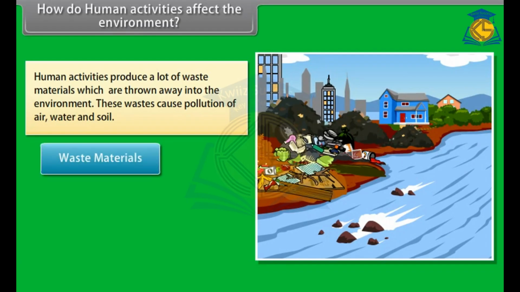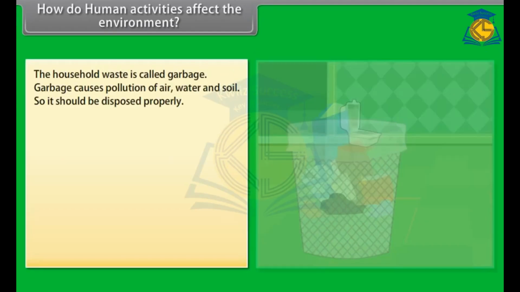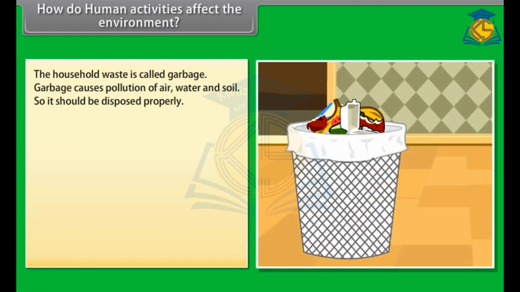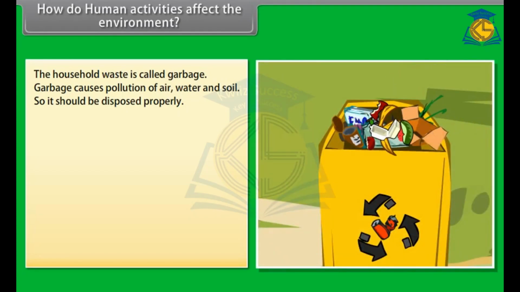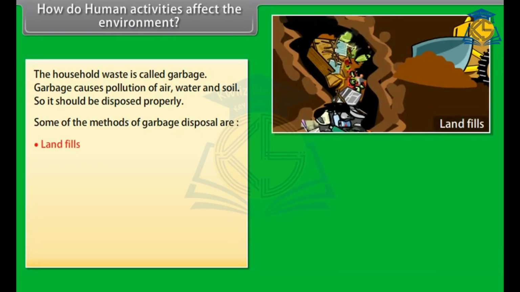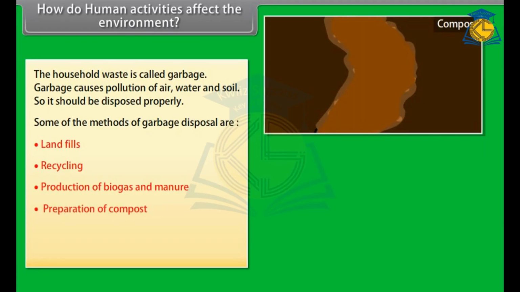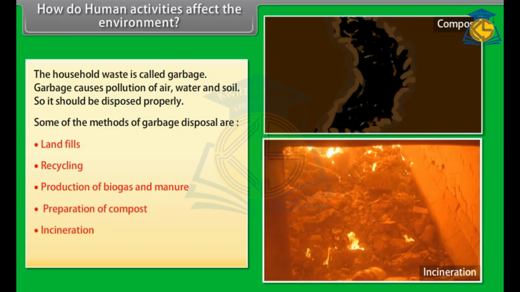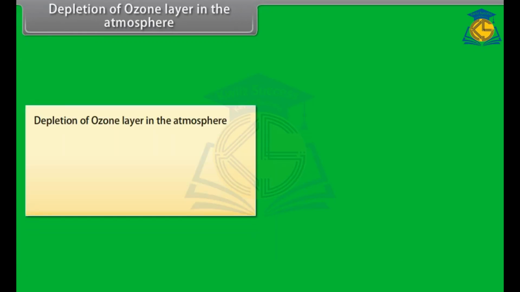The waste materials produced are of two main types. They are biodegradable waste and non-biodegradable waste. The household waste is called garbage. Garbage causes pollution of air, water and soil, so it should be disposed properly. Some of the methods of garbage disposal are landfills, recycling, production of biogas and manure, preparation of compost, incineration, sewage treatment. Depletion of ozone layer in the atmosphere.